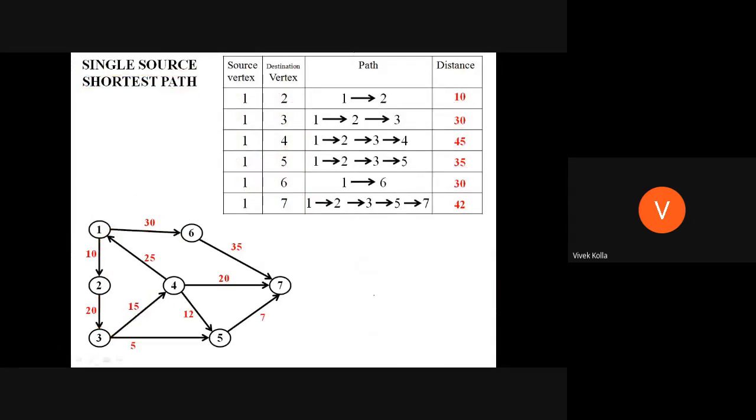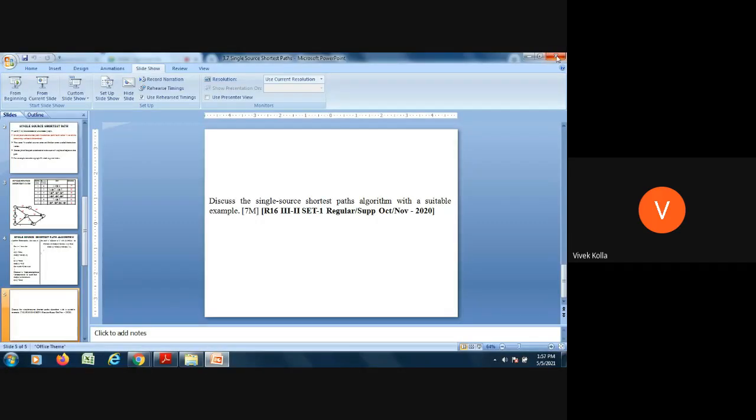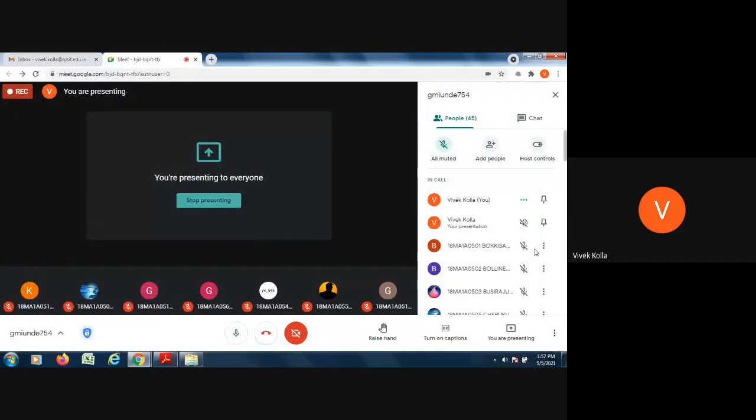So this is about the single source shortest path algorithm. So this is the algorithm to find out the shortest path from the source vertex to the remaining vertices. In the next class, we will discuss one more topic. Okay.